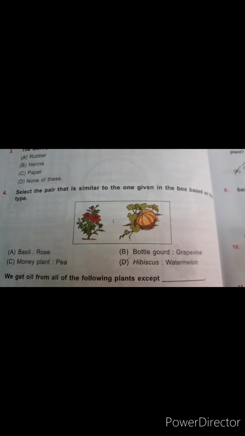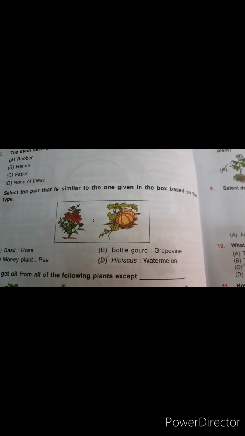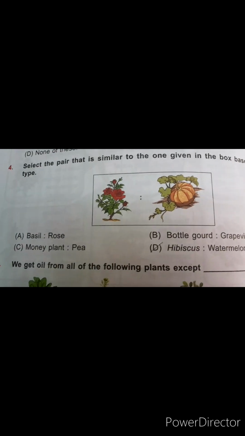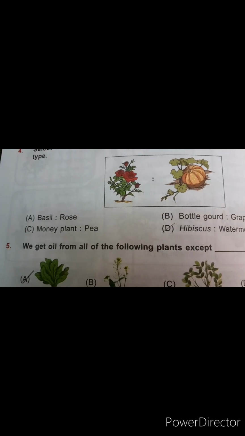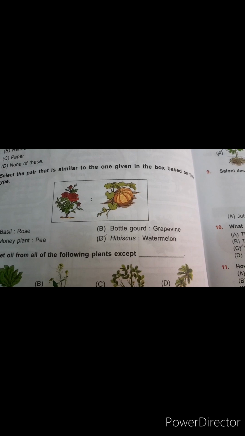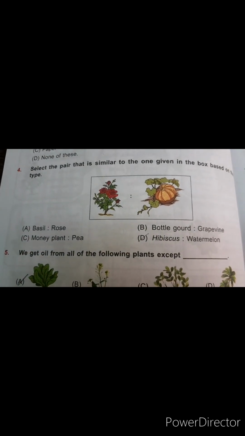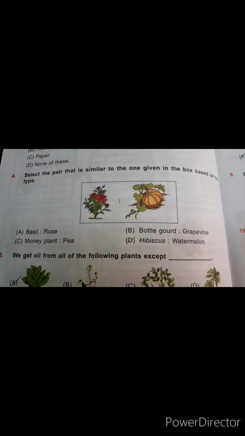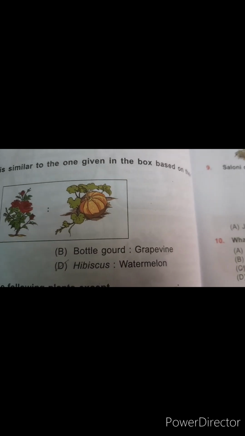Moving on to the fourth question. Select the pair that is similar to the one given in the box based on the type. Now we are seeing two plants. A. Basil, rose. B. Bottle gourd, grapevine. C. Money plant, pea. D. Hibiscus, watermelon. The answer is option D.